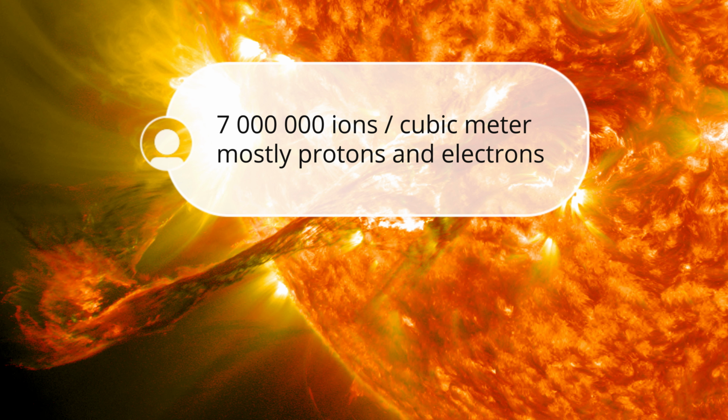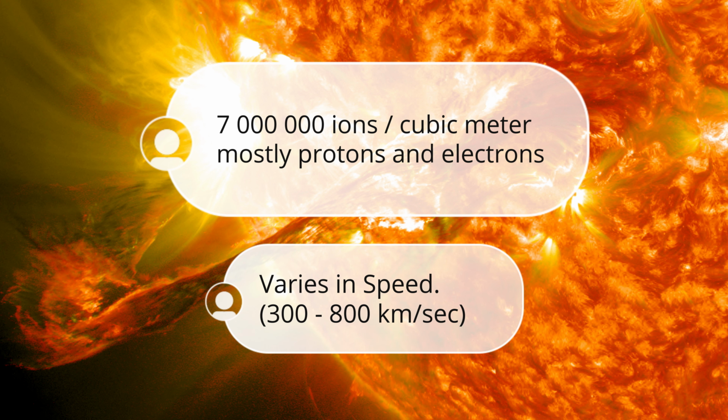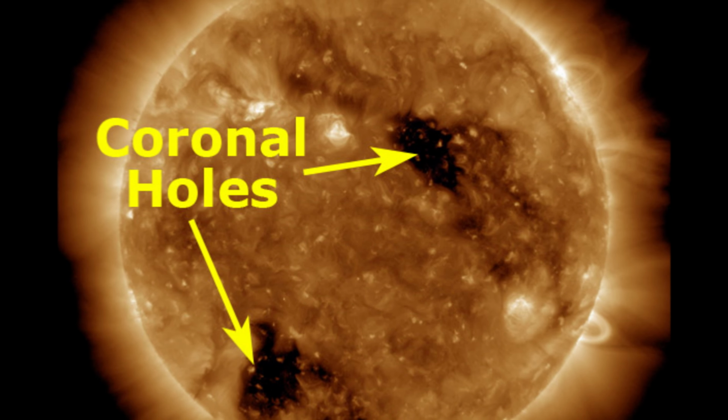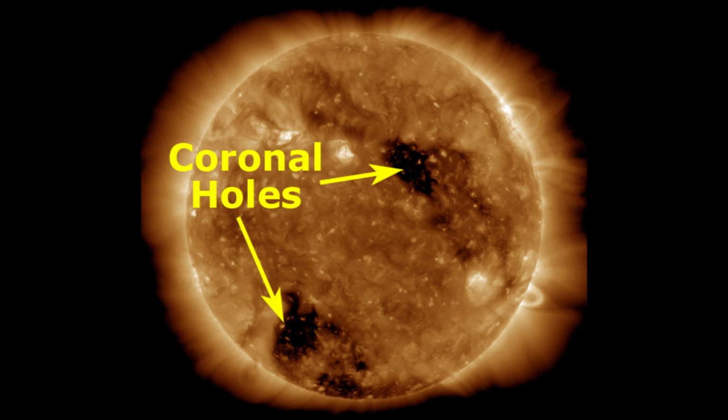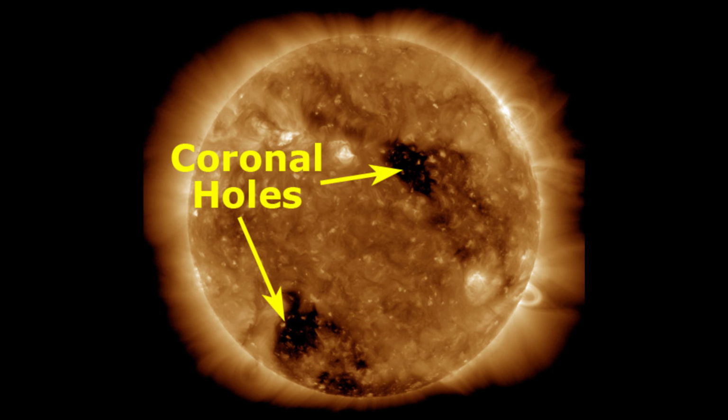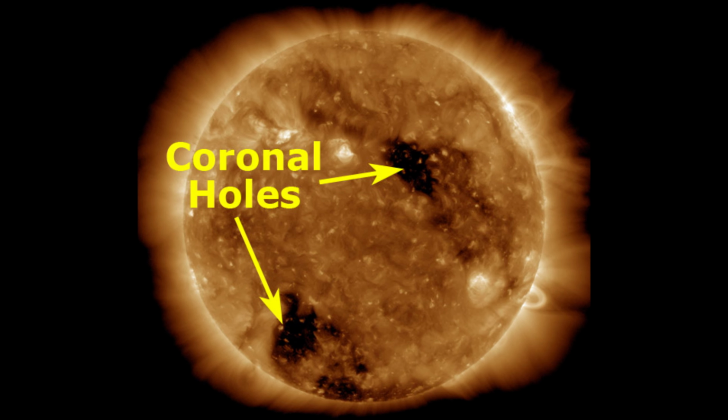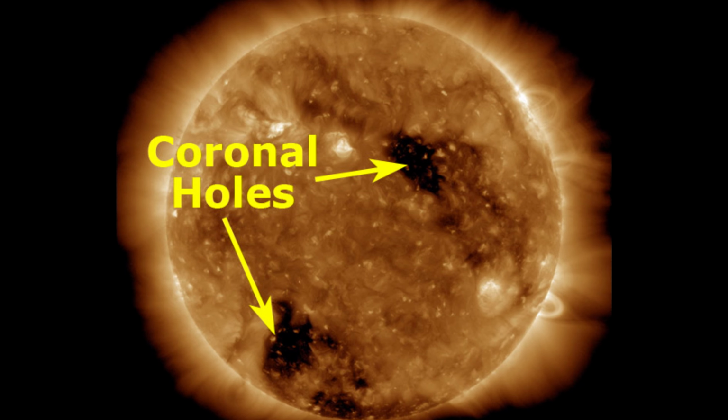There are about 7 million ions per cubic meter in the solar wind, mostly protons and electrons, but with some heavier ions. The solar wind is not constant but varies in intensity and speed over time. The speed of the solar wind can change from around 300 to 800 km per second. The solar wind is also affected by the Sun's magnetic field, which can create regions of high and low density in the solar wind. These regions are known as coronal holes, and they are the major source of high-speed solar wind that can impact our space environment.